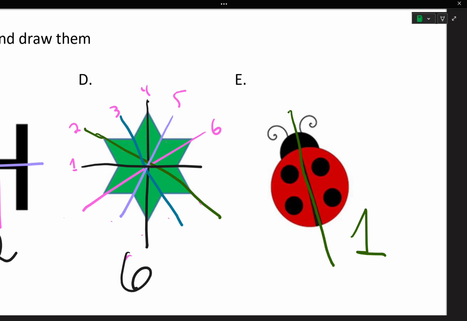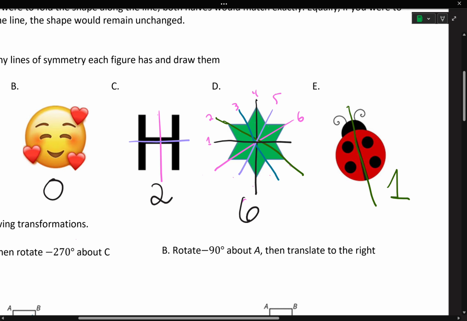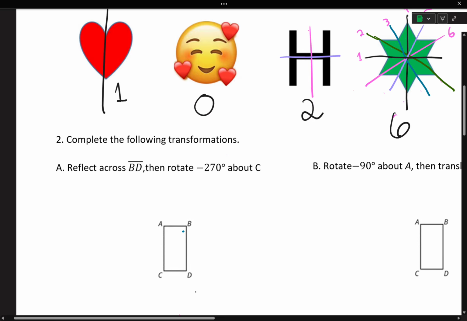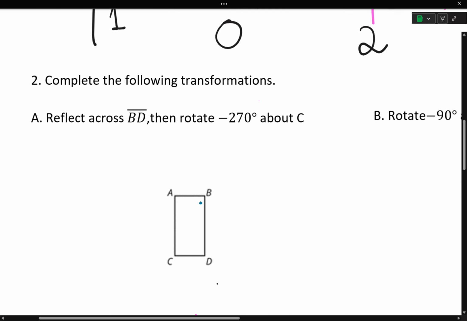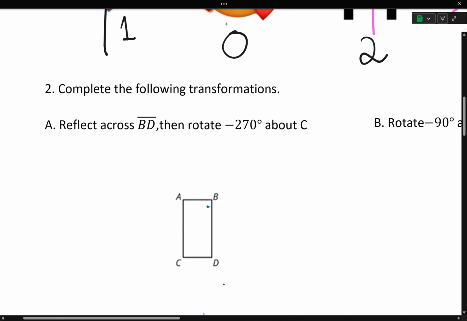Yay. Alright. Now, what we're going to do next is follow several transformations on one single image. First, let's fix my oopsie. This should not be negative 270. It should be positive 90. I copied this problem from somewhere else and forgot to change it.